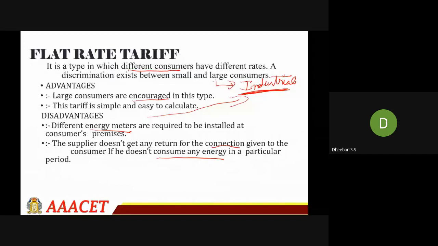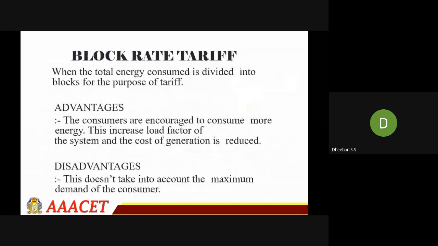So next is the block rate tariff. The total energy consumed is divided into blocks. As the name suggests, the total power consumed will be separated into blocks. The advantage of this is that consumers are encouraged to consume more energy.